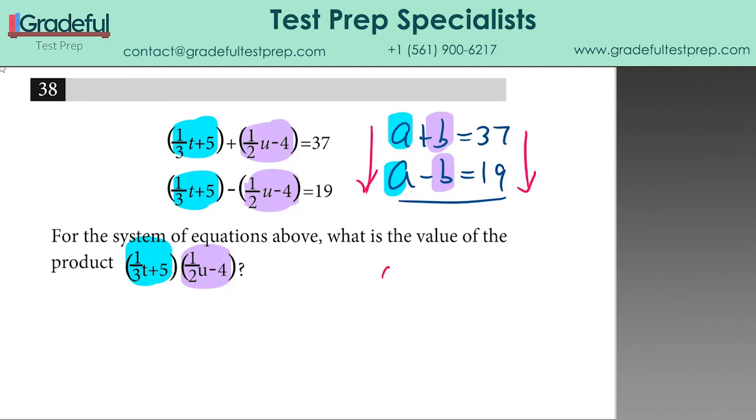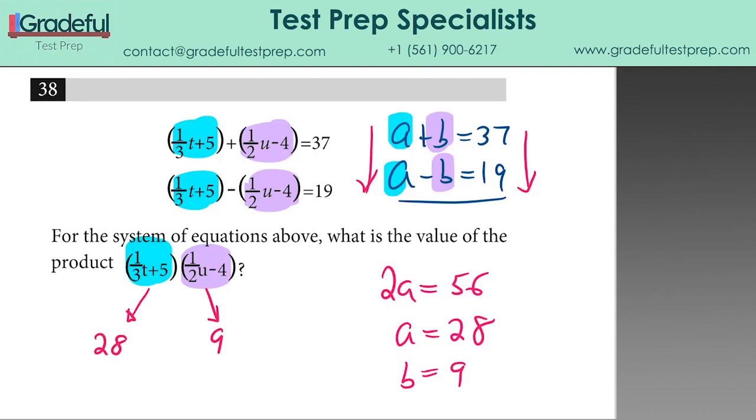If you add straight down, you get 2a equals 56, divided by 2, you get a equals 28. And if a plus b is 37, then b has to equal 9, so that 28 plus 9 can equal 37. So now we just found out that the blue thing has a value of 28, the purple thing has a value of 9, and what is the product of those two? 28 times 9 equals 252, and that's our answer for number 38.